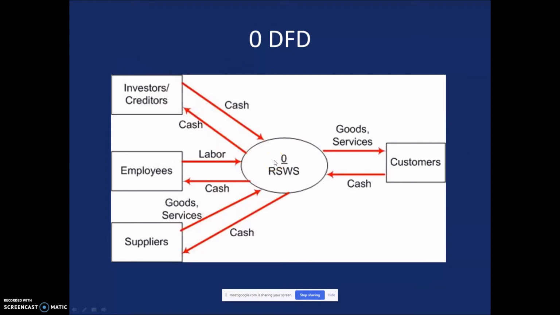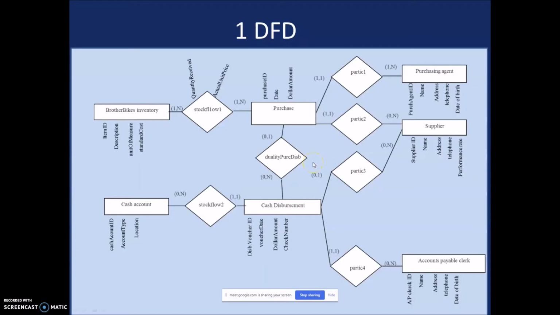Now that's a really basic overview. That's all it's supposed to be. We don't care about how this cash is received, how we give out goods or services. What we care about is just a general overview of where the data is going and where it's coming back.